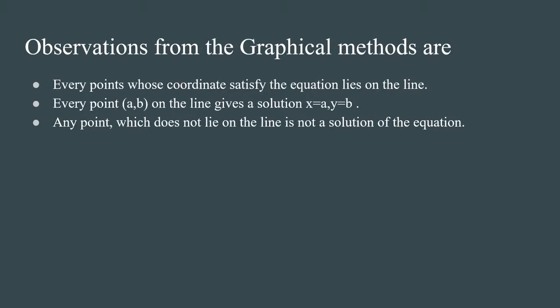Now the observation we have made till now is that every point whose coordinates satisfy the equation lies on the line. For any particular equation, any point that satisfies the equation will be on that line. Every point on the line gives a solution, as we have already said before. Any point which does not lie on the line is not a solution of the equation. Suppose for an equation we have drawn a line and we take a point outside that line, then it will not be a solution of the equation.